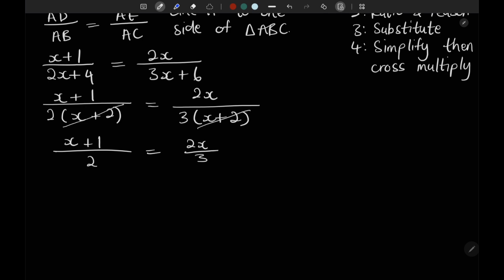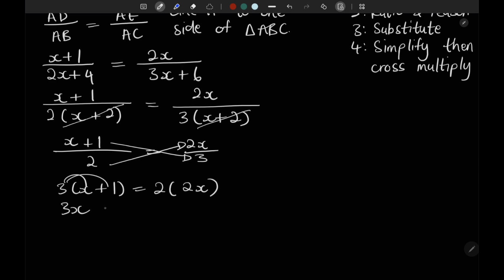Now, this is where you cross multiply after simplifying. So always make sure that you simplify first. So we have x plus 1 multiplied by 3, then 2 multiplied by 2x. 3 multiplied by x is 3x. 3 multiplied by 1 is 3, is equal to 2 multiplied by 2x, which is 4x.